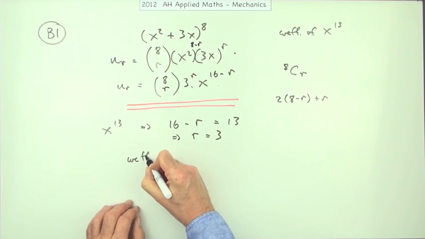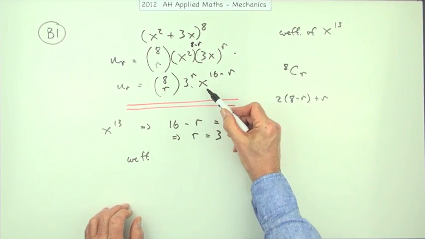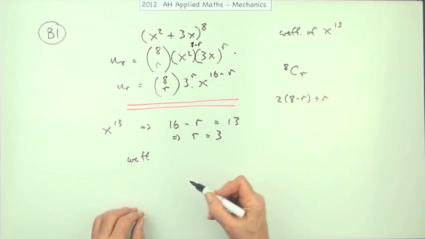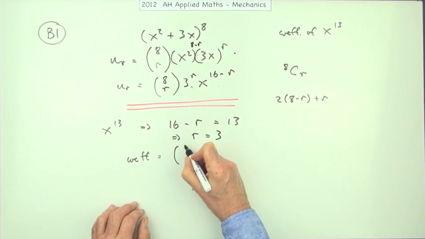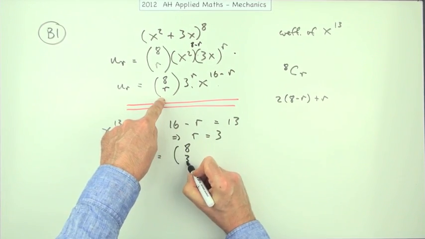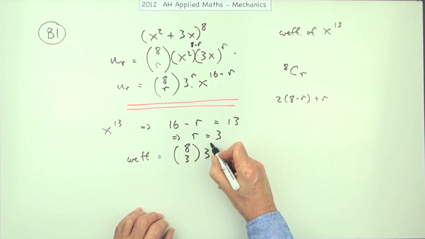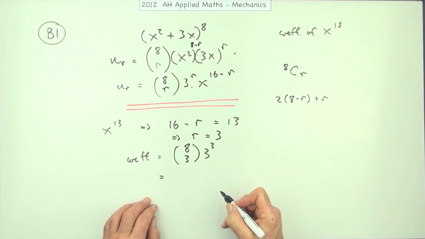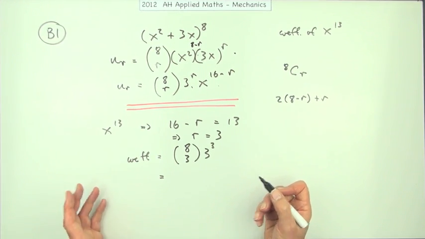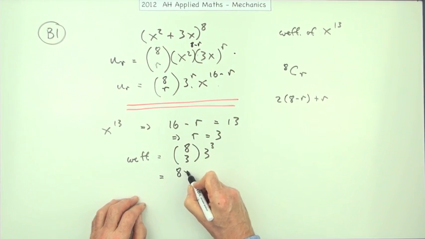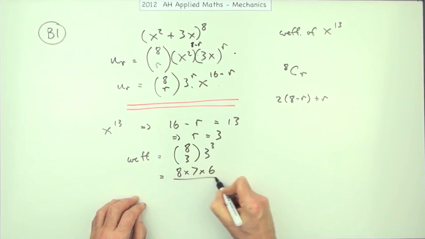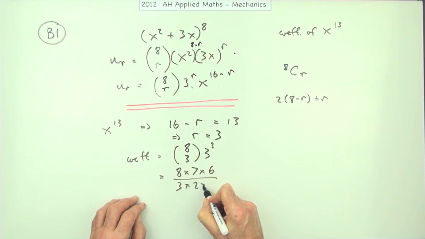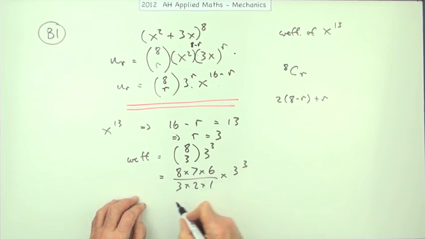So what is this coefficient? It doesn't want the whole term, because obviously the x part is x to the 13. The coefficient would be 8C3 times 3 to the power 3, which you could just type into your calculator. Or you could spell it out first, but unless you're willing to work it out, you're just going to type it into your calculator anyway. Remembering the simplest way to do that is 8 times 7 times 6, the first 3 terms, over 3 times 2 times 1, times 3 to the power 3.